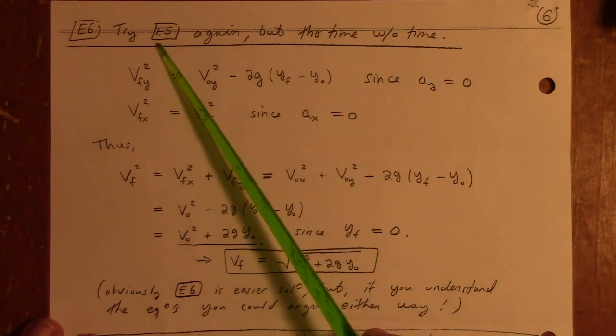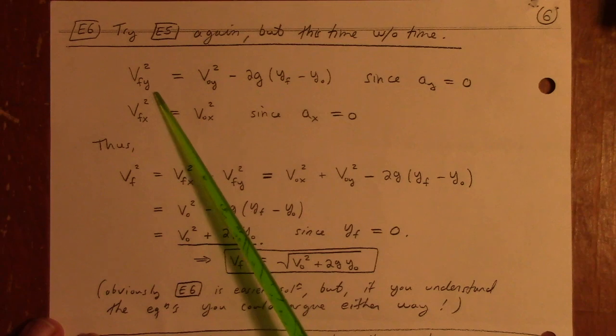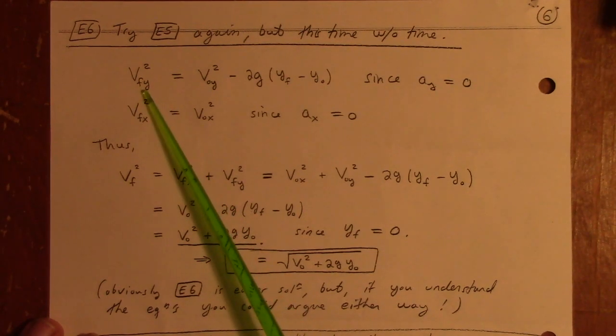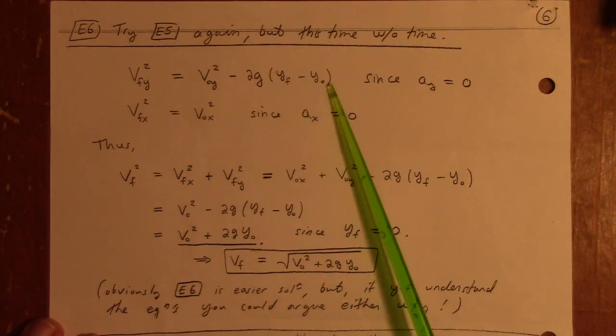Anyway, so here's the same example again, but this time without time. So we've got the timeless equation for the y velocity: vf y squared is v naught y squared minus 2g change in y.